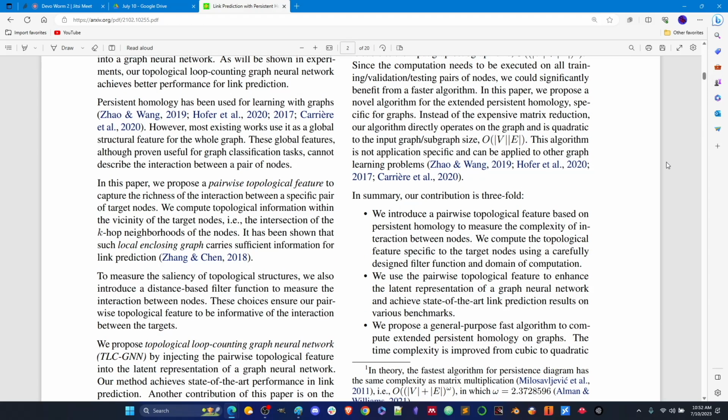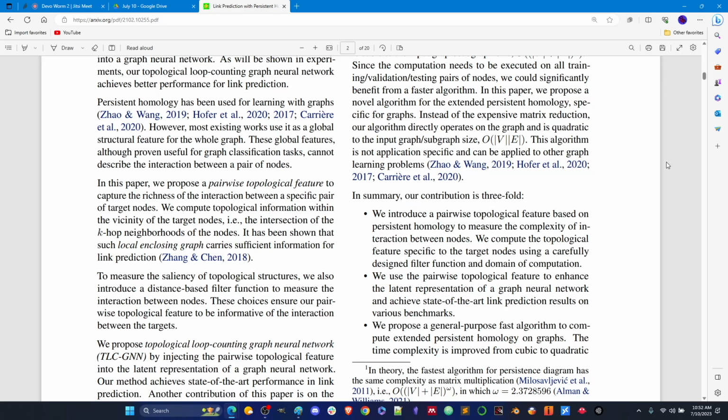In summary, our contribution is threefold. We introduce a pairwise topological feature based on persistent homology to measure the complexity of interaction between nodes. We compute the topological features specific to the target nodes using a carefully designed filter function and domain of computation.